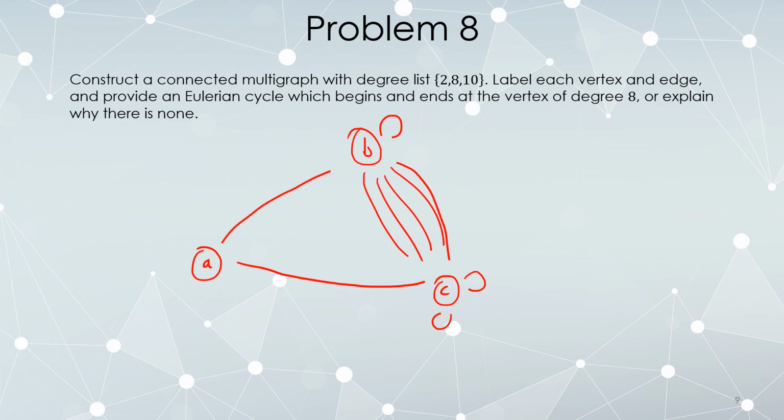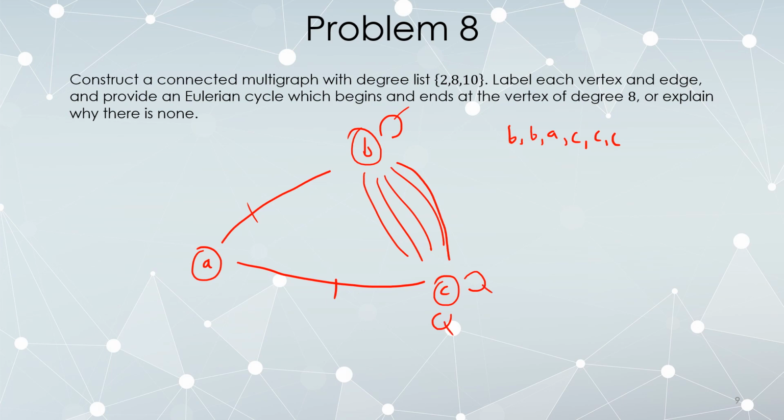Okay, now we could label all of these edges. That would be very tedious. I'm not going to bother. Provide an Eulerian cycle that begins and ends at the vertex of degree 8. Well, that's B. So let's use the loop first, and then let's take care of the edge. So we've used the loop, then we went to A, then we went to C. So all there is to do now is go back and forth between C and B and use up some loops. So let's use up both of the loops.